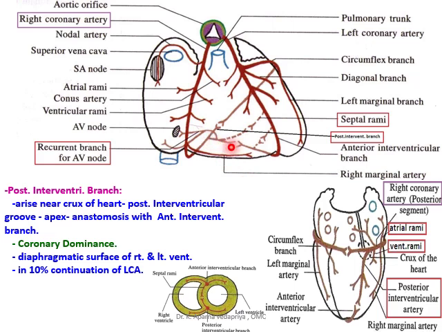So the posterior interventricular artery supplies the posterior part, that is the diaphragmatic surface, of both the right and the left ventricles. It also gives a branch which passes through the substance of the interventricular septum, known as the septal branch, which supplies the posterior one third of the interventricular septum as well.